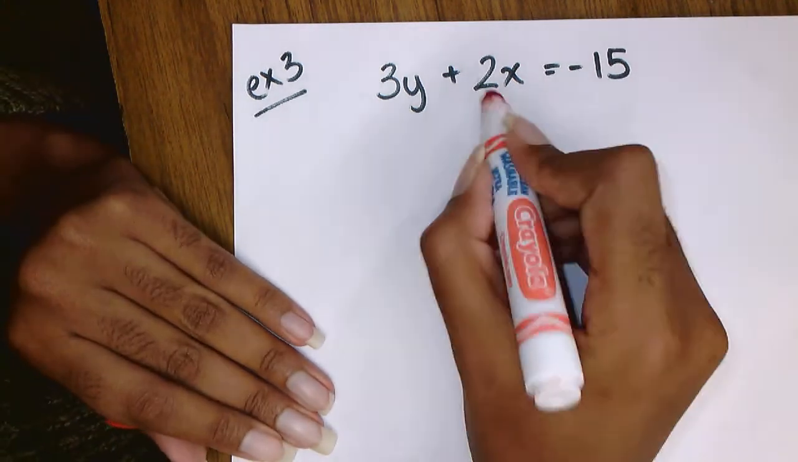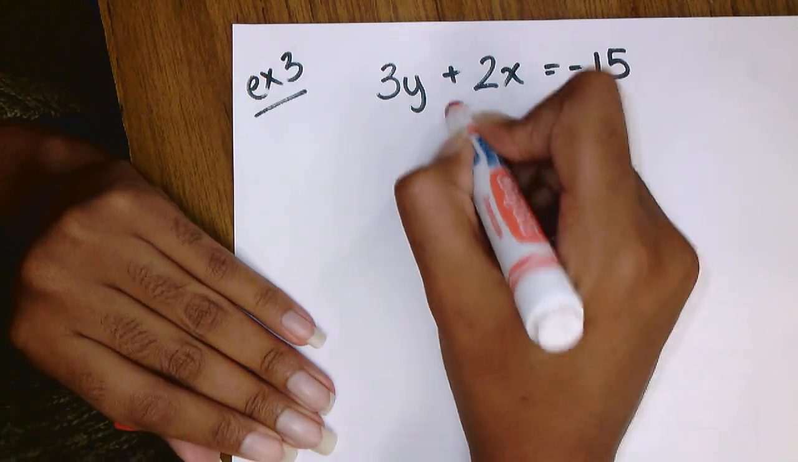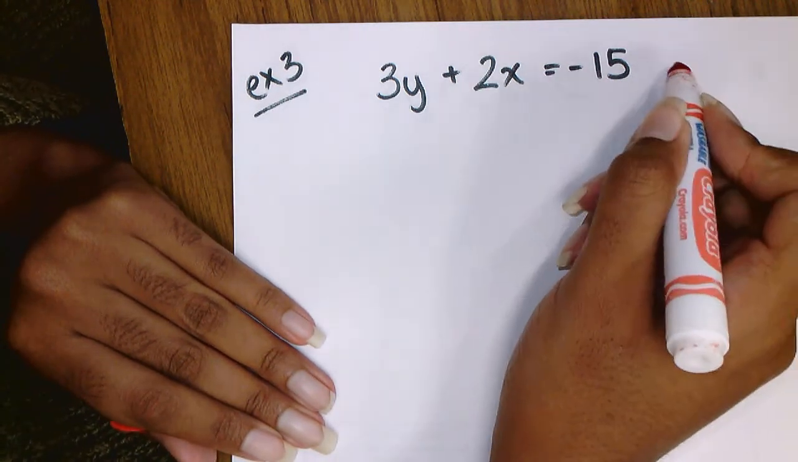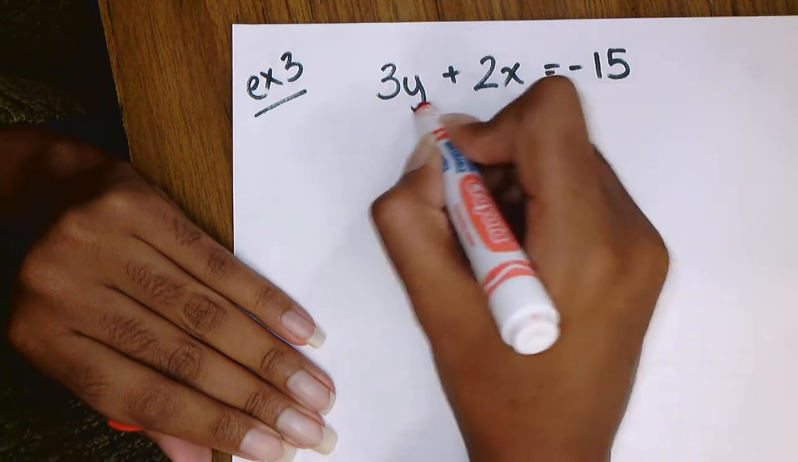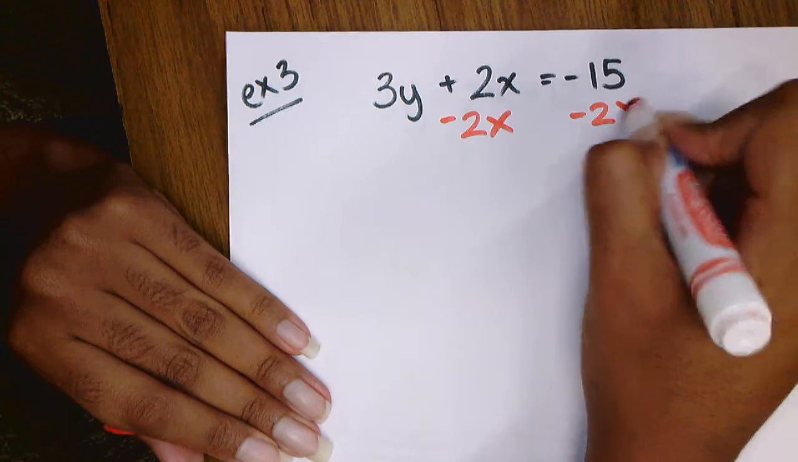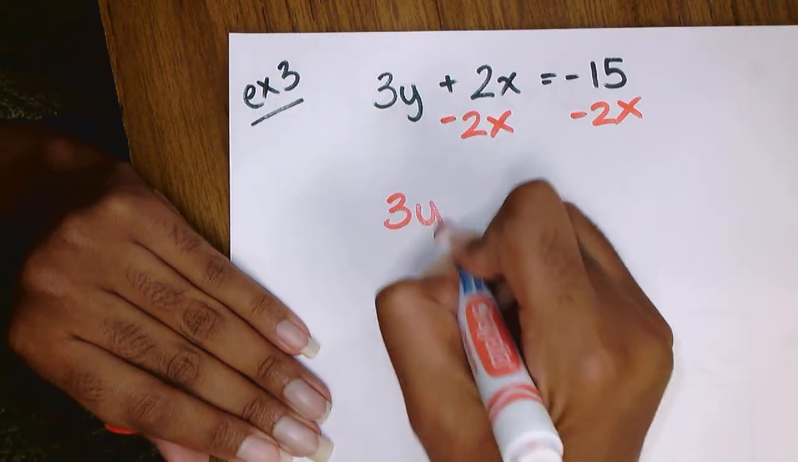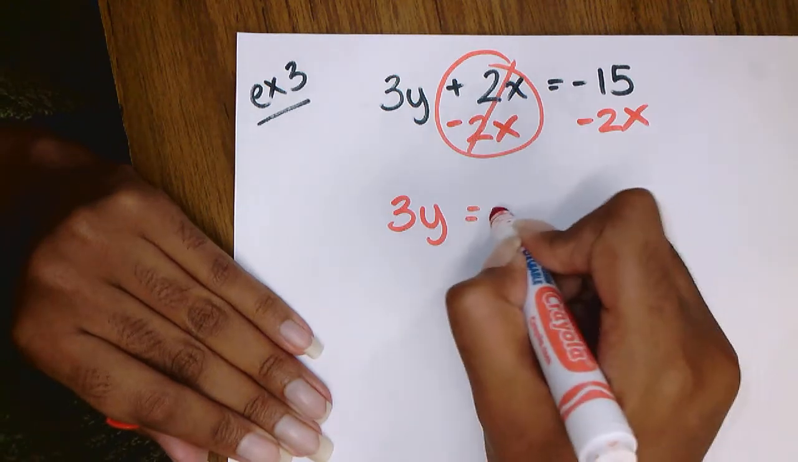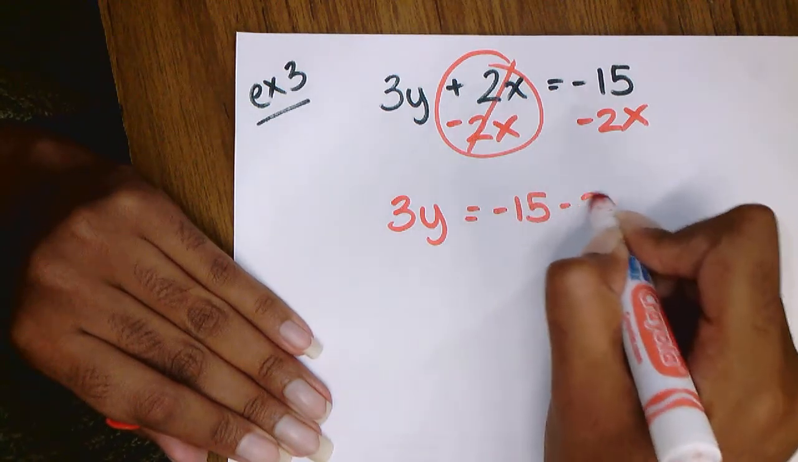So the first thing that I want to do is get rid of this 2x term, or not get rid of it, but I want to move it to the other side so that way I can isolate y. So I'm going to subtract 2x from both sides of my equation. So we're left with 3y is equal to negative 15 minus 2x.